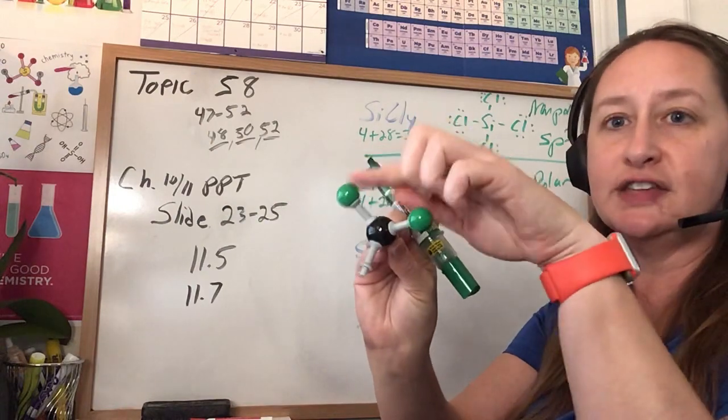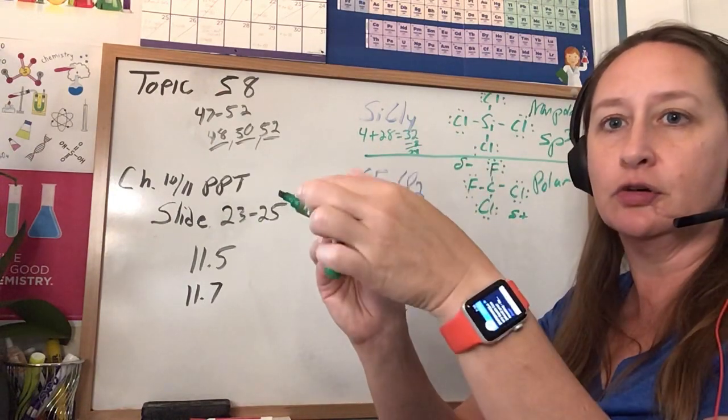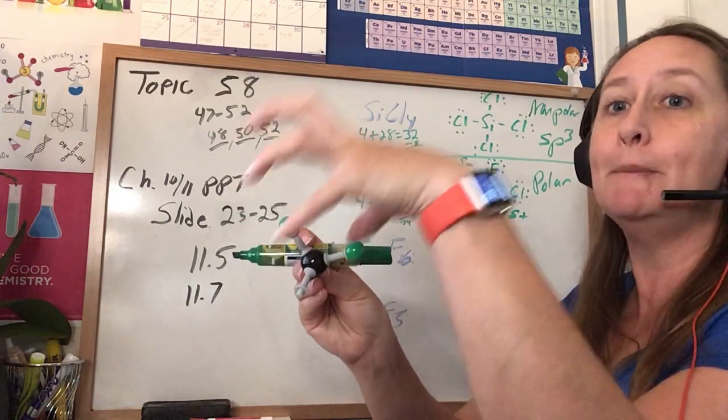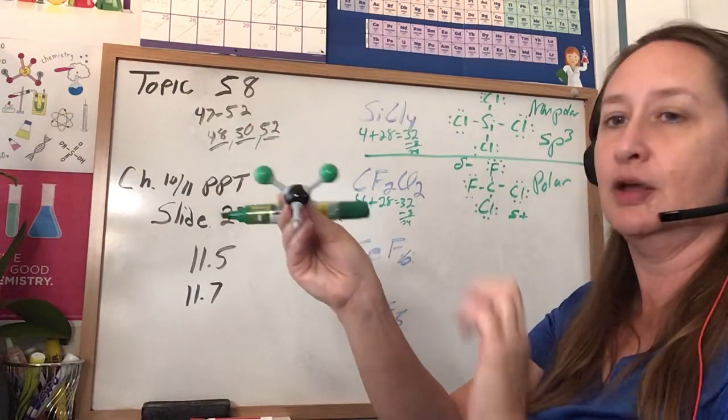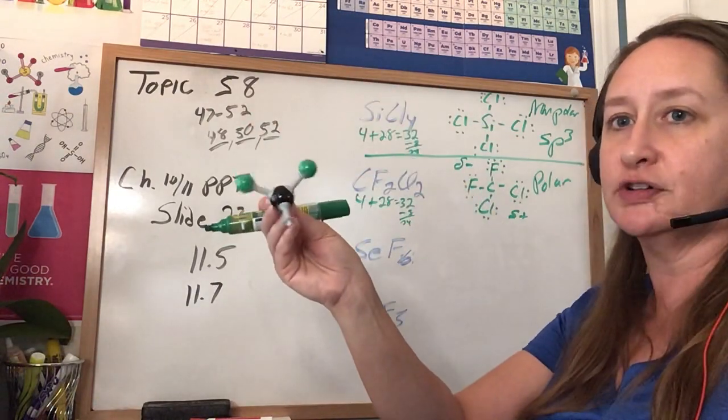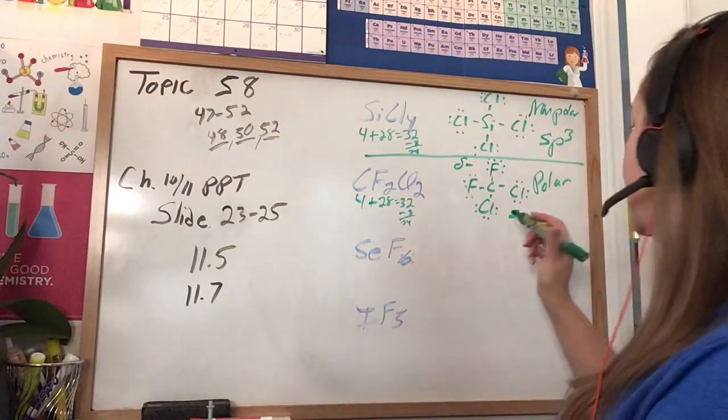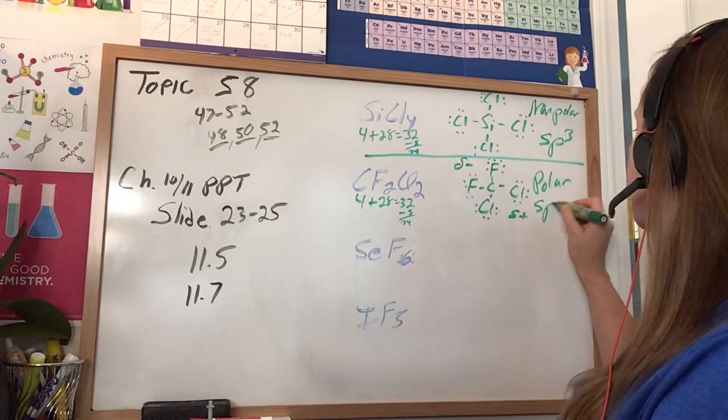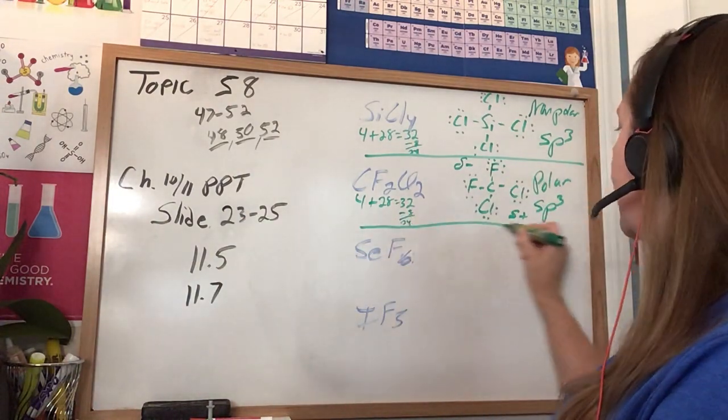These ones, let's say these are where the fluorines are and these are where the chlorines are. These fluorine ones are much more electronegative. These would definitely be a much more polar side of this particular molecule. Again, we have 4 groups, so it would be sp3 hybridized.